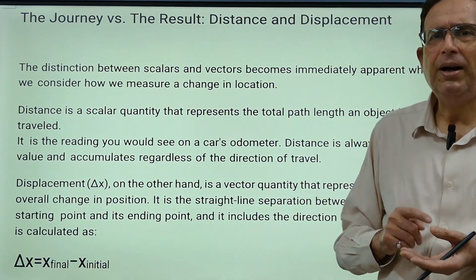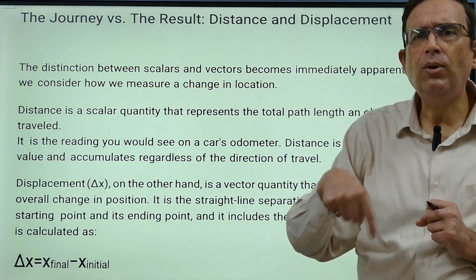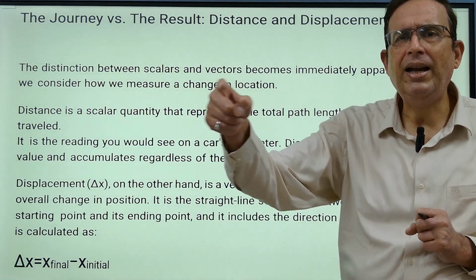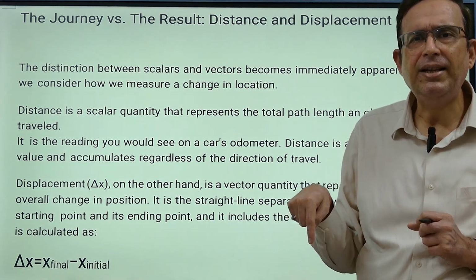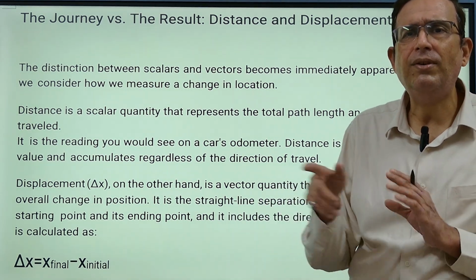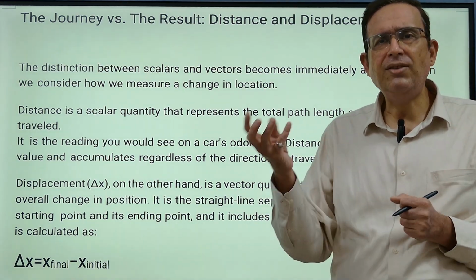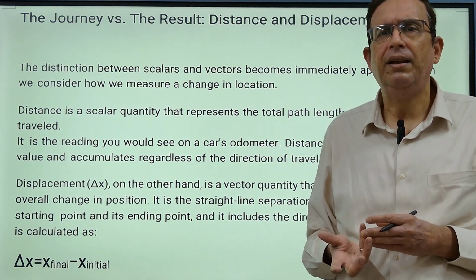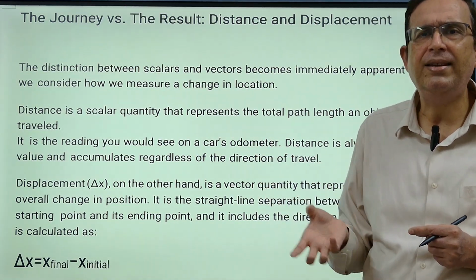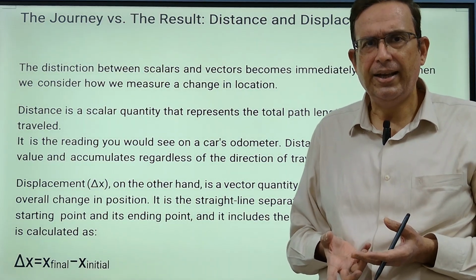So for example, a person moves around a circular track, from the initial position to the final position, which is the same as the initial position. So the distance he has covered is equal to the circumference of the track. So distance is the circumference. Whereas what is the displacement? He has not displaced himself anything. Whatever his initial position was, the same is his final position. So the displacement is zero in that case.